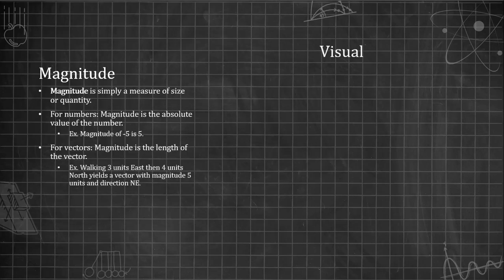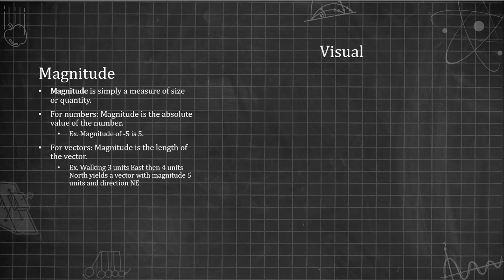A brief note on magnitude, because this trips people up sometimes. Magnitude is simply a measurement of size or quantity. For numbers, magnitude is just the absolute value of the number. So if you have a debt of negative $5, you owe your friend $5, and the magnitude of that debt would just be $5. The negative sign would be dropped when you're talking about magnitude. For vectors, magnitude is the length of the vector, so it's just showing the length without the arrow.